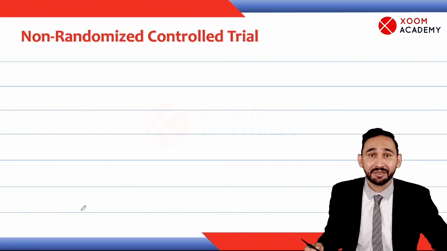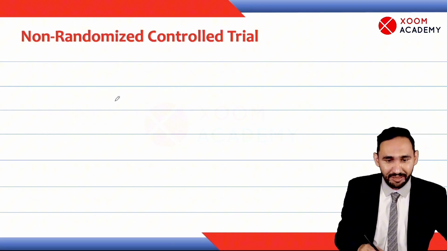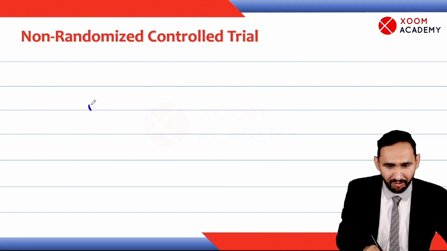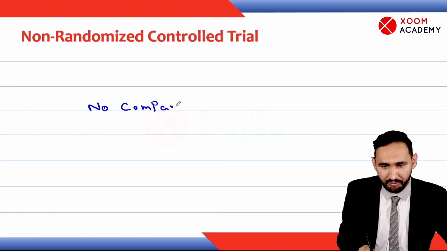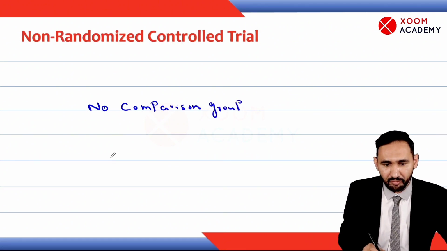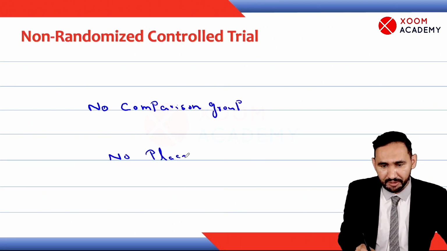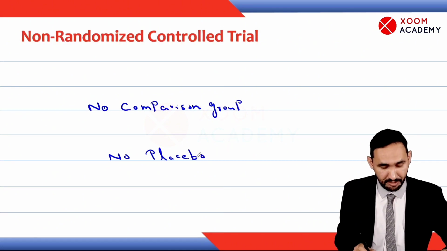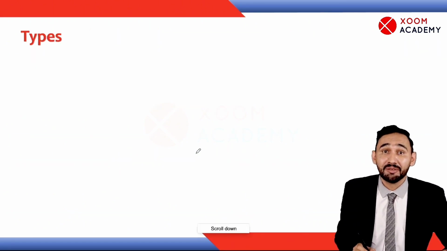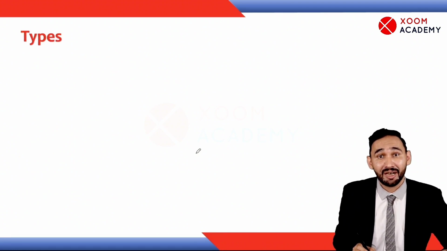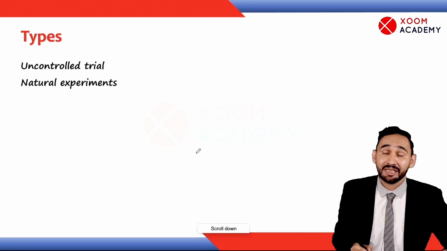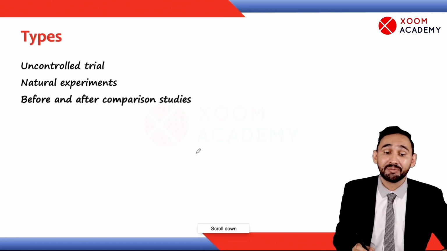As the name indicates, there is no randomization. Only one group is selected and intervention is done. Then follow-up is done. Then we make the assessment. So we can say that in non-randomized controlled trial, there is no comparison group. There is just study group, or we can say that there is no placebo group. Experiment is done on a single group. And there are three types of non-randomized controlled trial: uncontrolled trial, natural experiments, and before and after comparison studies.